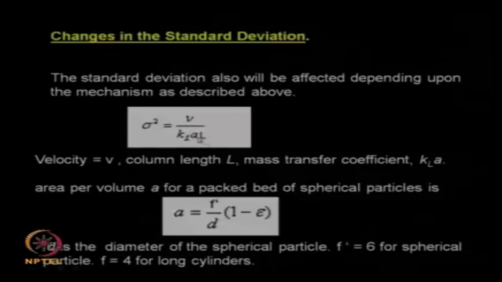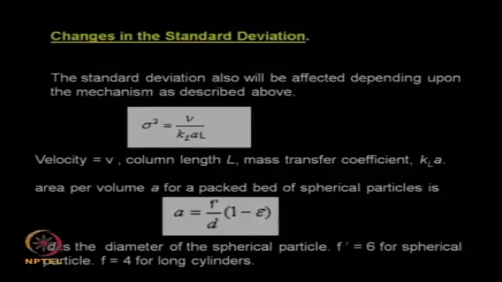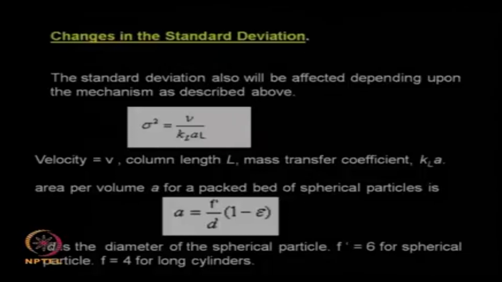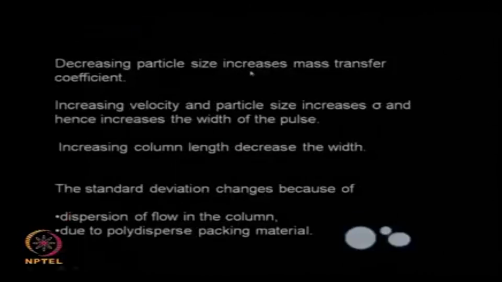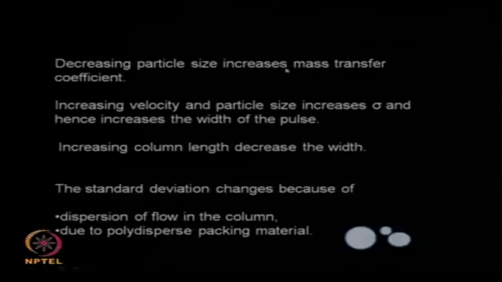KL is the mass transfer coefficient, and A is the area per unit volume, that is, the interfacial area per volume. Now A in a packed bed of spherical particles is approximated as A equal to F dash by D into (1 minus epsilon). D is the diameter of the spherical particle, and F dash is 6 if it is spherical and 4 for cylindrical particles. So A is the interfacial area between the two phases, in this situation the mobile phase liquid and the stationary phase solid. If you decrease particle size, you increase the mass transfer coefficient, because the D comes below. Decreasing particle size increases the mass transfer coefficient.